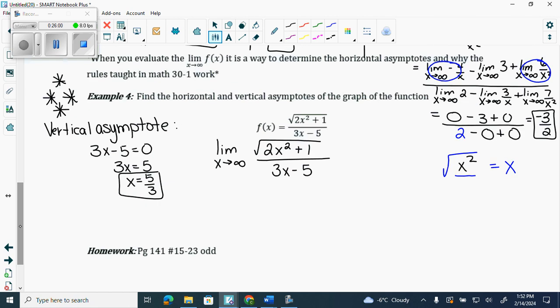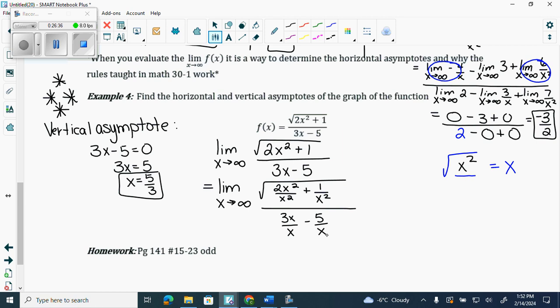Okay. So we have to divide the bottom by x, and anything with a square root is going to have to be divided by x squared, because the square root of x squared is the same as x. So I'm dividing the top by the square root of x squared, which is x, and dividing the bottom by x, because the top is a square root. So I'm going to get the limit as x approaches infinity of the square root of 2x squared over x squared plus 1 over x squared, over 3x over x minus 5 over x.